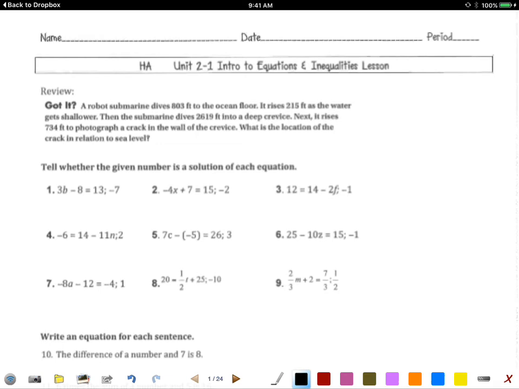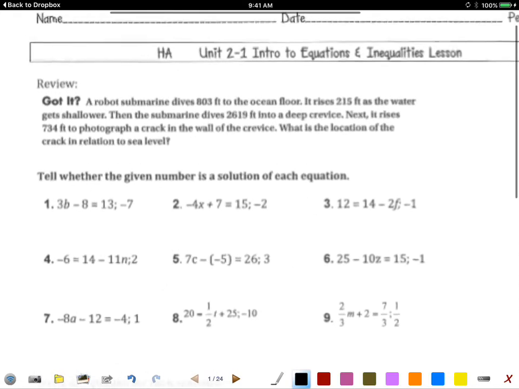Okay, so 2-1, we're doing a lesson where we're dealing a little bit with equations and inequalities. So before we get started with that, we're going to do a little review here.